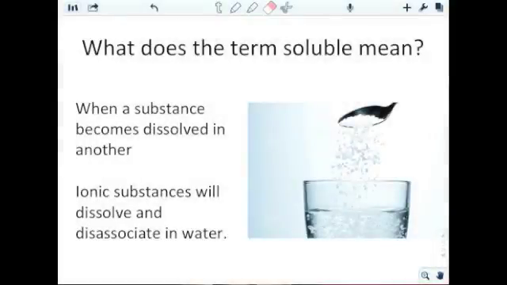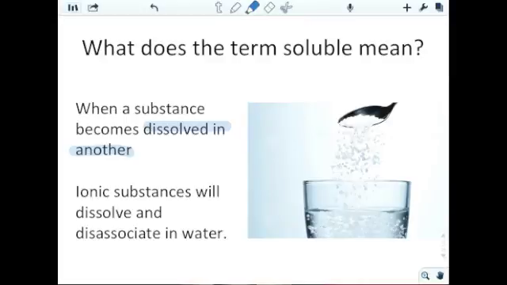So now let's start talking a little bit about solubility. What does the term solubility mean? When a substance becomes dissolved in another substance, like an ionic substance will dissolve and dissociate in water. So when something is actually dissolved, we say that it is soluble. When we put a solid into water and it does not dissolve, we say that it's insoluble.